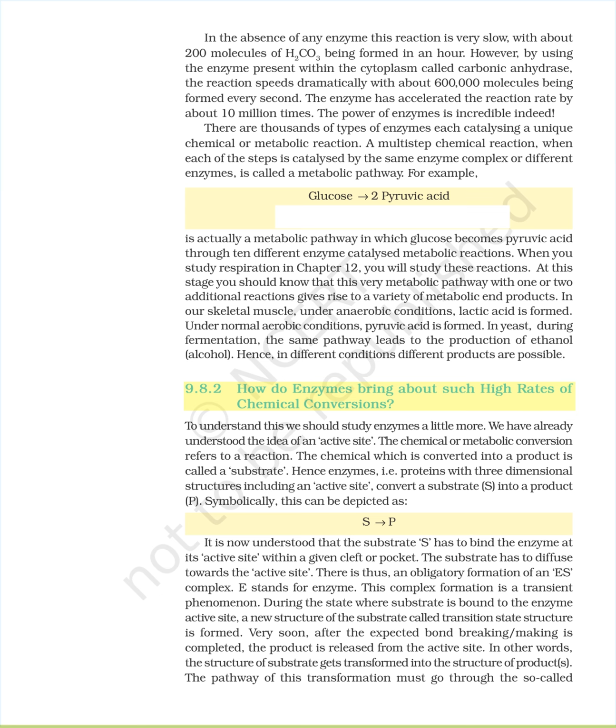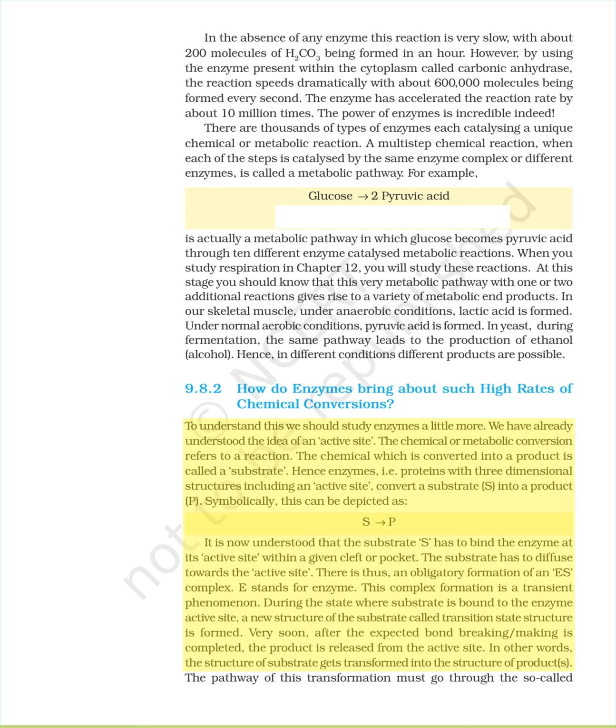9.8.2 How do enzymes bring about such high rates of chemical conversions? To understand this we should study enzymes a little more. We have already understood the idea of an active site. The chemical or metabolic conversion refers to a reaction. The chemical which is converted into a product is called a substrate. Hence enzymes, i.e. proteins with three-dimensional structures including an active site, convert a substrate, S, into a product, P. Symbolically, this can be depicted as S → P.